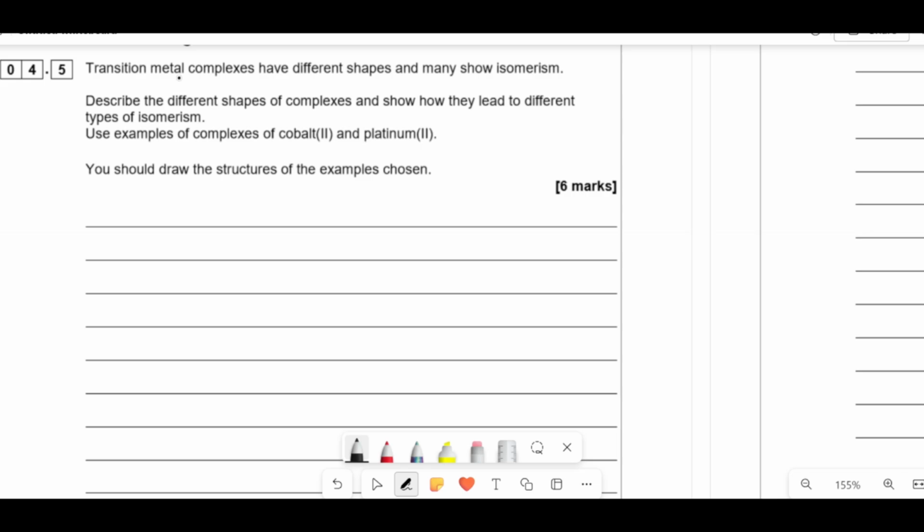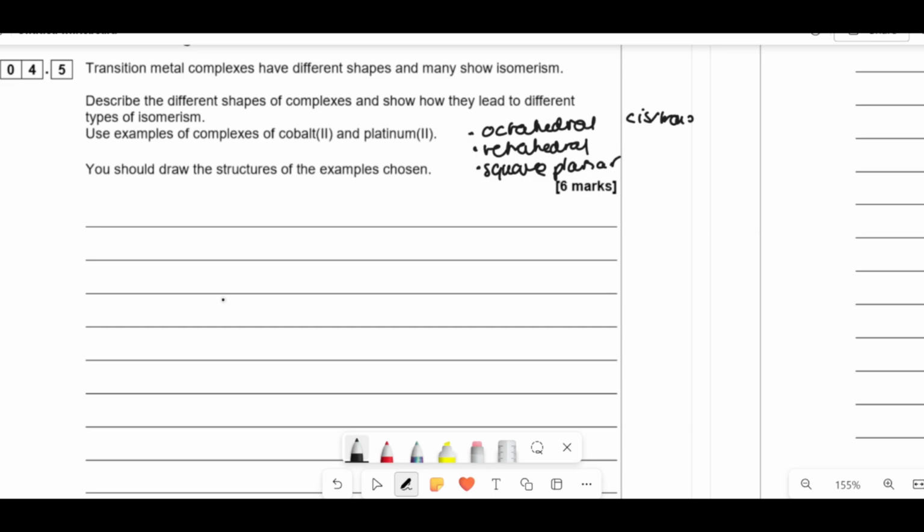Transition metal complexes have different shapes and many show isomerism. Describe the different shapes and complexes and suggest how they lead to different types of isomerism. So it says use the examples of cobalt complexes and platinum, and then you should draw the structures of the examples chosen. So you need to think about all the shapes you can think of. The shapes that you can possibly make are going to be octahedral, tetrahedral, square planar, and then in terms of the isomerism you can have, it's cis-trans isomerism. So you've got to go through them one by one and draw them all out.